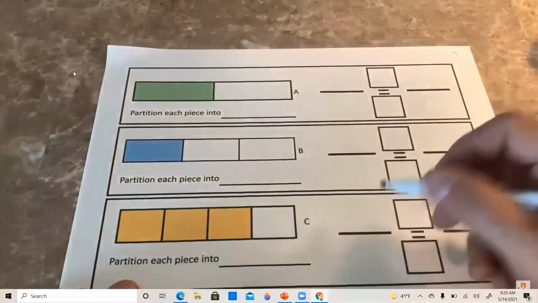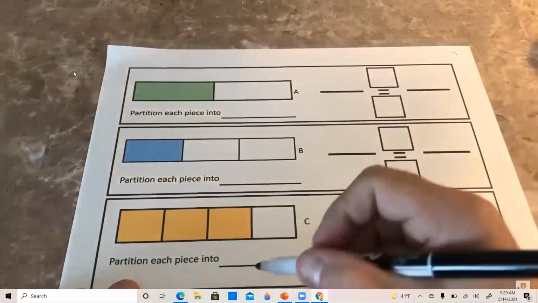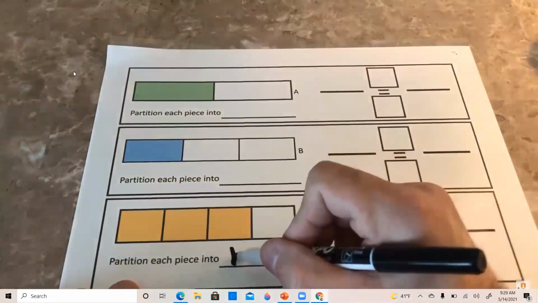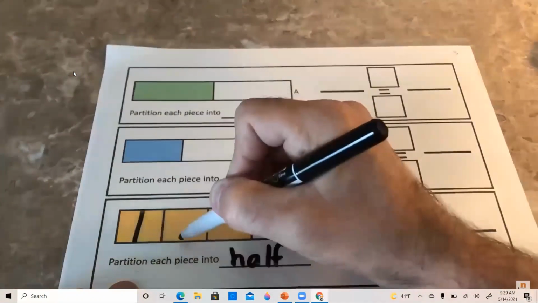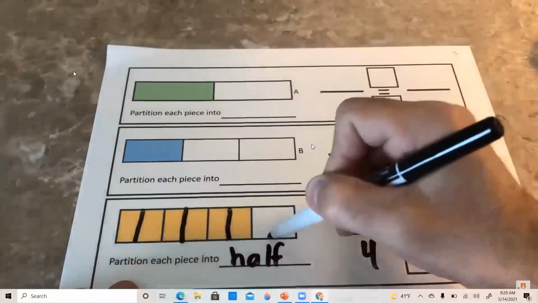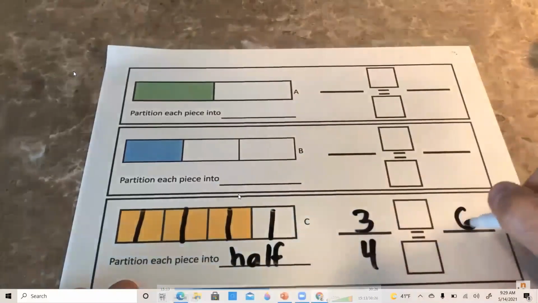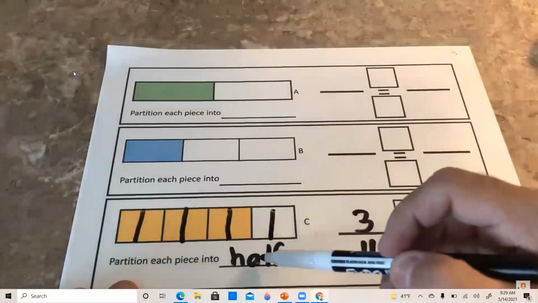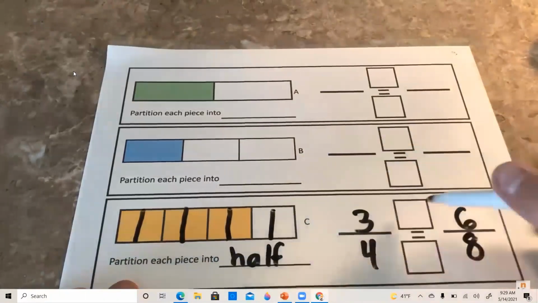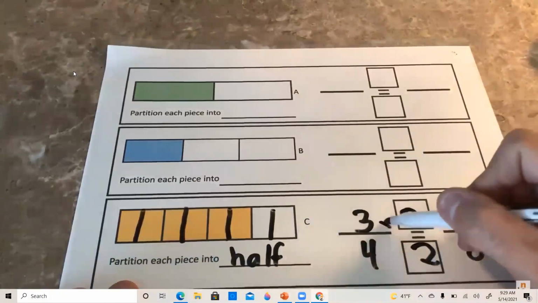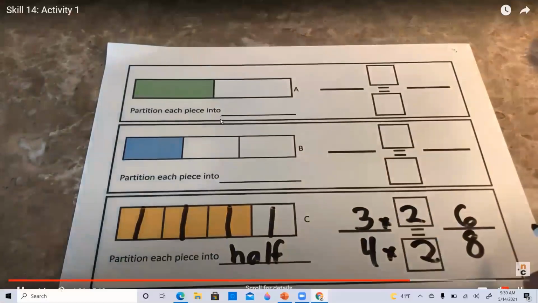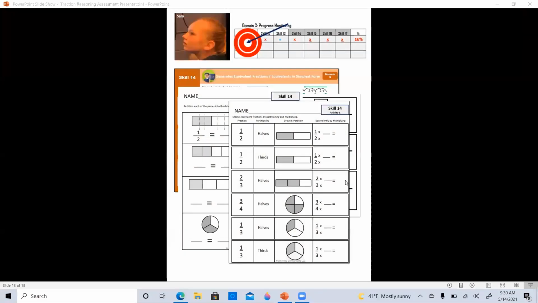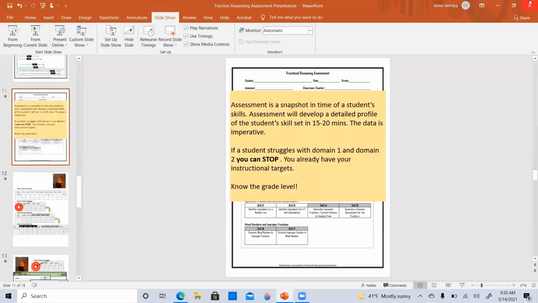Again, if we were going to look at 3/4, so we'll put 3/4 right here. And if we were to partition each piece in half, we're going to write half right here. So I'm going to cut each piece in half there, and there, and there, and there. We know that we have 6/8. And again, if we cut each piece in half, we have to multiply by halves in the form of one whole. So we know that 3 times 2 equals 6, and 4 times 2 equals 8. And that's how we did it. Okay, and again, that's just another sample of what the activities look like when you go through it.